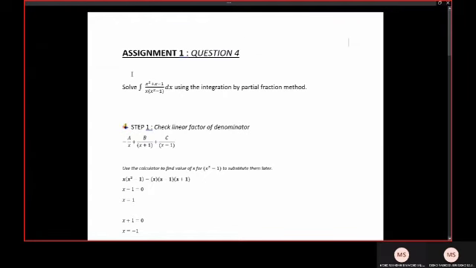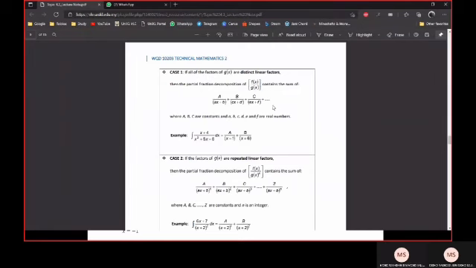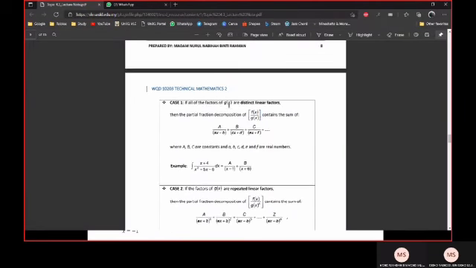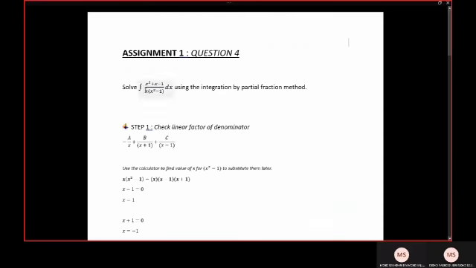Okay, so the question is to solve this equation using the integral by partial fraction method. So the first step is to check the linear factor of the denominator. We have to know each case that we should use in this problem. From the question, I can see that it is most related to case 1 because of the denominator's values.